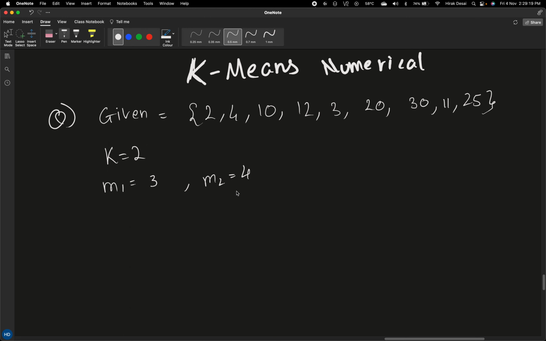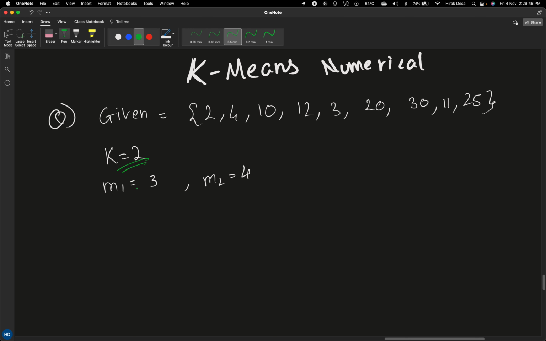So quickly, we'll be doing K-means and K-Medoid numericals in this video. Given in this K-means numerical, we'll begin with K-means. We have been given a data set that looks like this: 2, 4, 10, 12, 3, 20, 30, 11, 25. The new information is that the number of clusters we're going to take is 2.